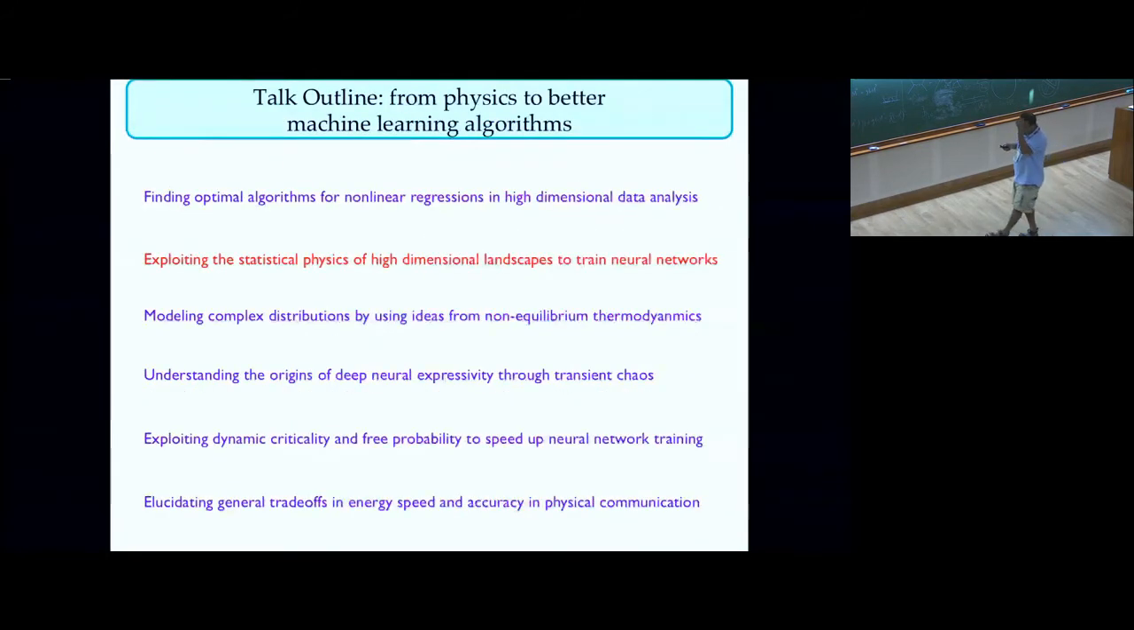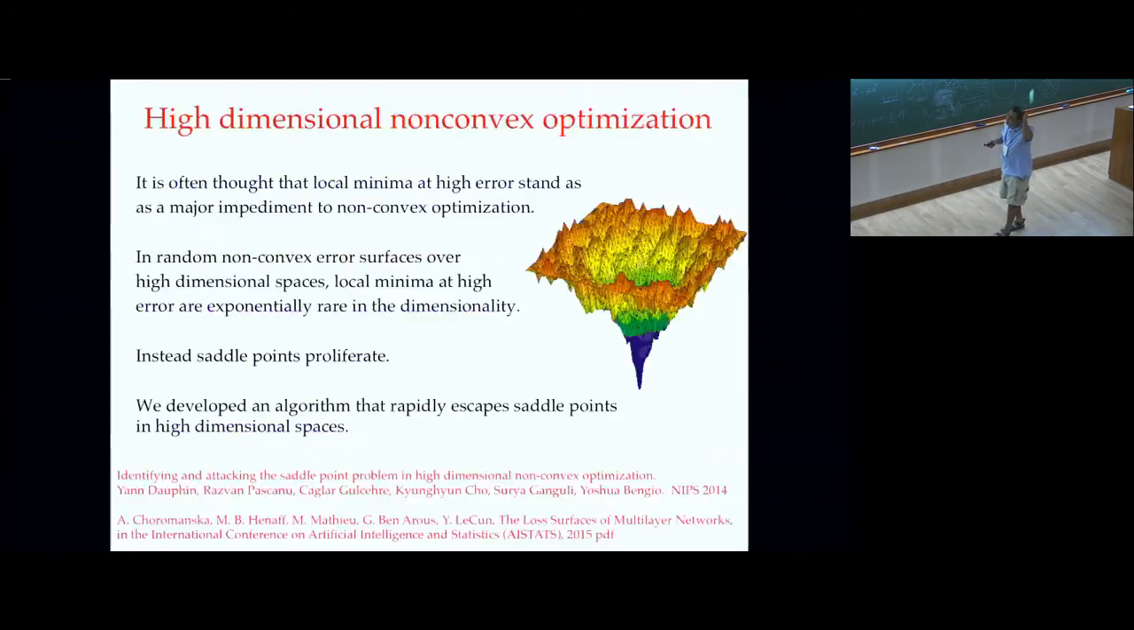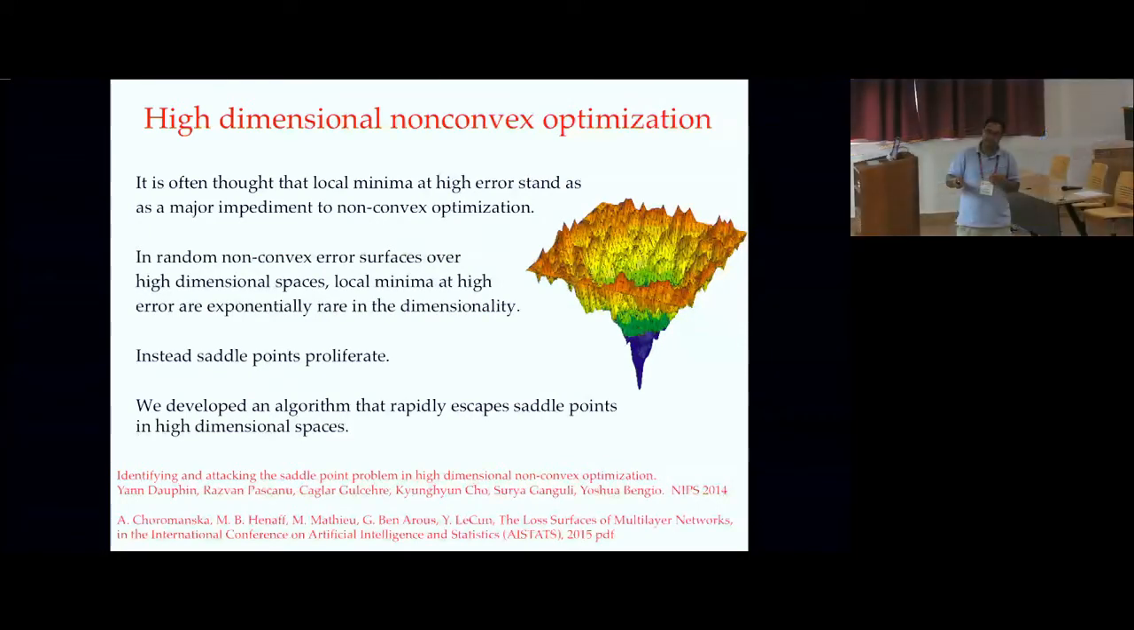Okay, so again, this goes back to the problem of local minima in neural networks. So here's the story, right? It's often thought that local minima at high error may stand as a major impediment to non-convex optimization. So this is a cartoon picture of a protein folding landscape. It's a landscape over 2 variables, and indeed, there are lots of local minima at high error. And the global minimum is at far lower error, or in this case, energy, okay?